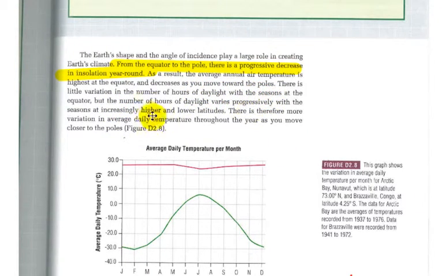the poles. There is little variation in the number of hours of daylight with the seasons at the equator, but the number of hours of daylight varies progressively with the seasons at increasingly higher and lower latitudes. There is therefore more variation in average daily temperature throughout the year as you move closer to the poles.